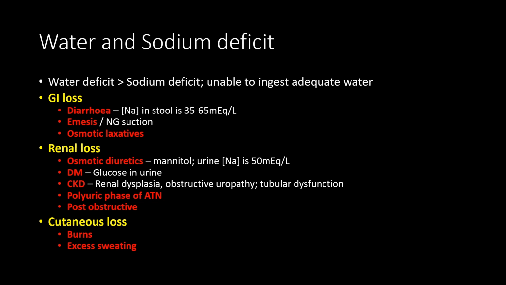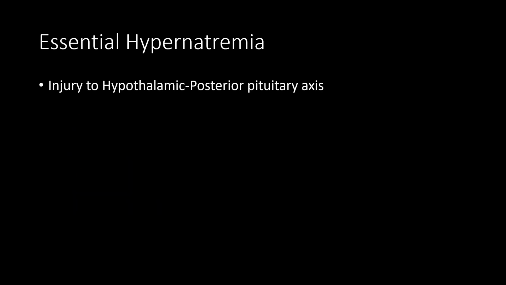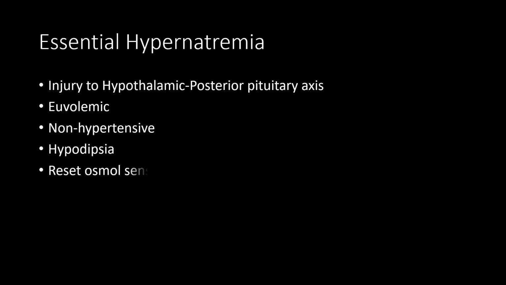So what is essential hypernatremia? Essential hypernatremia is caused by injury to the hypothalamic posterior pituitary axis. It is a euvolemic hypernatremic condition. The patient is usually non-hypotensive, as signified by the euvolemia. The patient may have some hypodipsia, that means decreased intake of water, that is essentially leading to the hypernatremia. This hypodipsia is due to the reset osmol sensor. Osmol sensor means the same osmoreceptor.